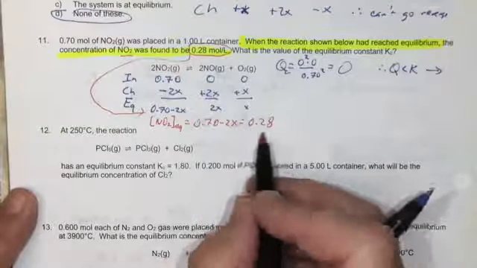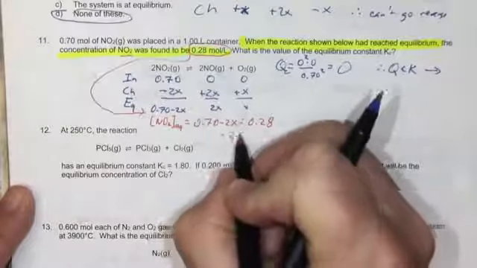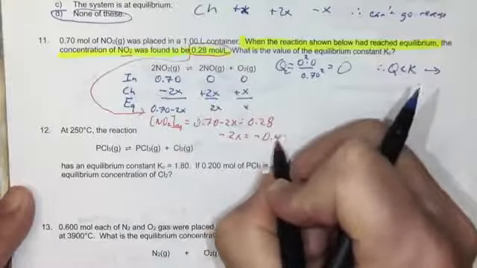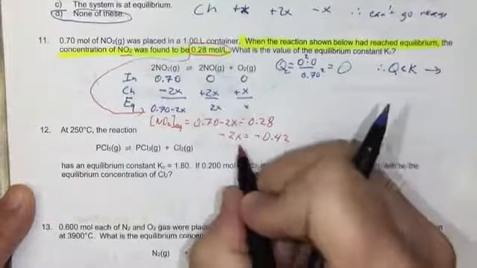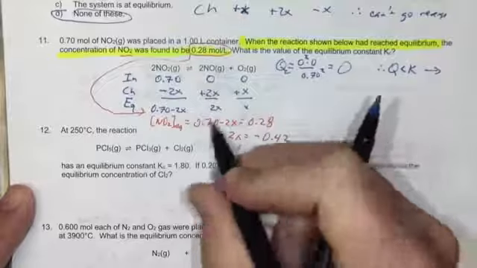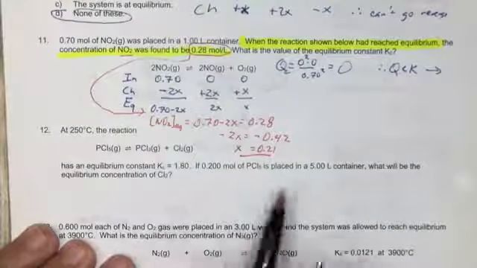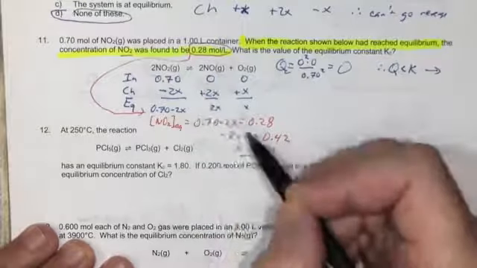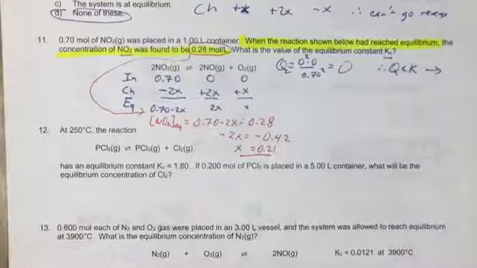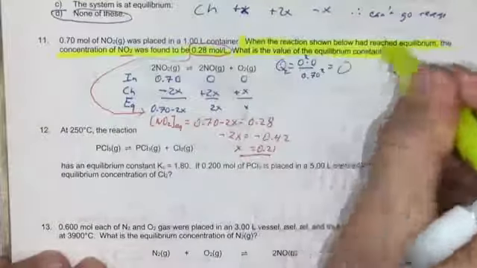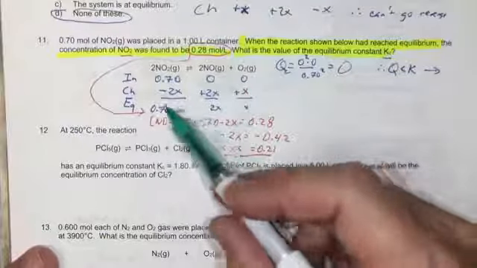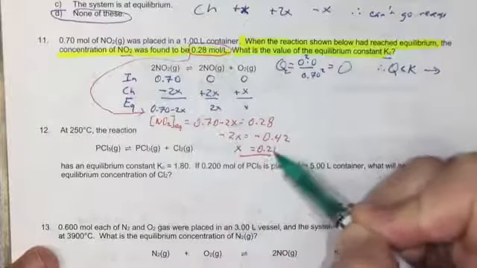To solve for x, let's just get the 0.7 term on the other side. I'll have negative 2x equals negative 0.42. I've subtracted 0.7 from both sides. I divide both sides by negative 2, and x is equal to 0.21. That's the value of x here. Now, if that's the value of x, then I know each of these terms. And so, therefore, I can calculate Kc. Now, be sure you understand how to do this. A lot of students have difficulty with this kind of problem. We were given the initial concentrations, and we were given one of the equilibrium concentrations. That allows us to figure out what x is, so I know what x is.